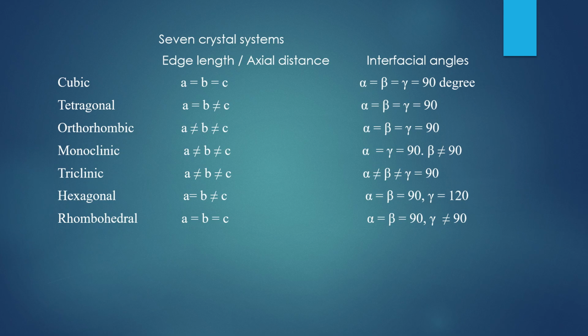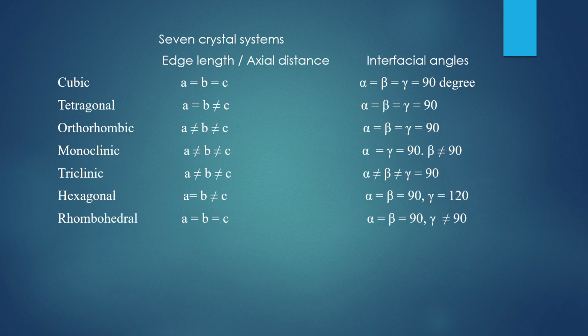Fifth one, triclinic system. Axial distances: A is not equal to B and B is not equal to C. Interfacial angles: alpha is not equal to beta and beta is not equal to gamma, which are not equal to 90 degrees. No sides or angles are equal and all are asymmetric.